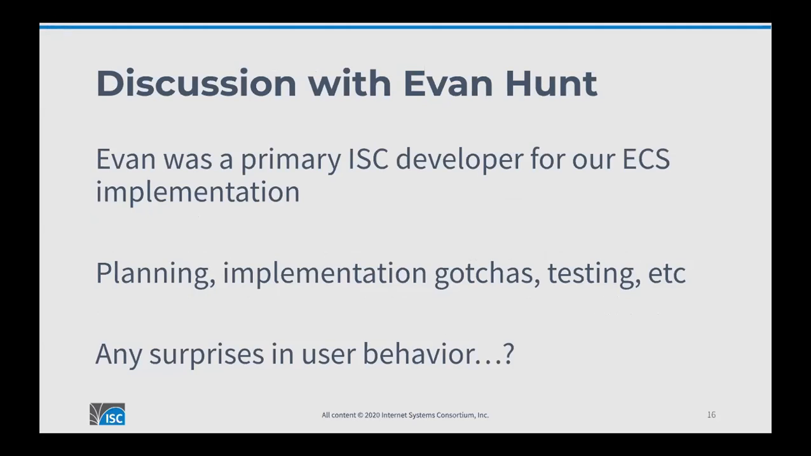And so now we're going to open it up for discussion with Evan Hunt. So a lot of you already know Evan. He's been a long time developer here at ISC. He was one of the primary members of our ECS implementation team. So we're going to talk to him some about implementation and any of the gotchas. So yeah, I'm excited to talk to Evan. And with that, Evan, can you do an audio check?